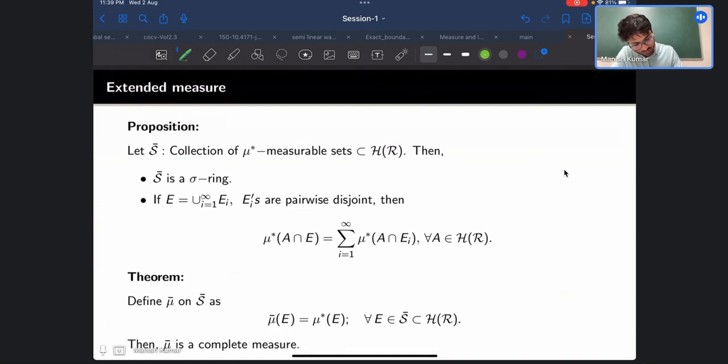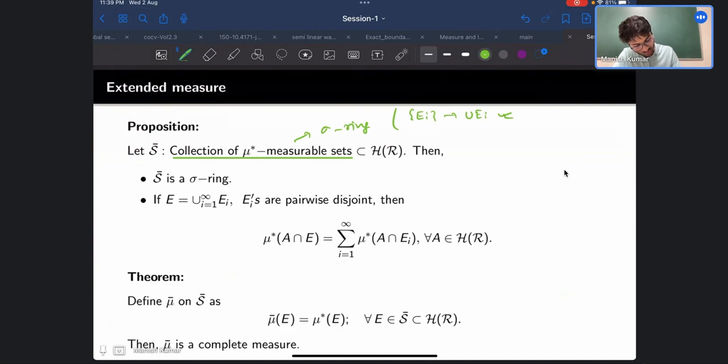Okay, so now we are doing nothing, it's just the same story. Now we define S bar as the collection of mu star measurable sets. This is a subset of H of R, and moreover it is a sigma ring. You can check that this S bar forms a sigma ring. That means if you have a collection of E_i's, each measurable, then the union of E_i is measurable.